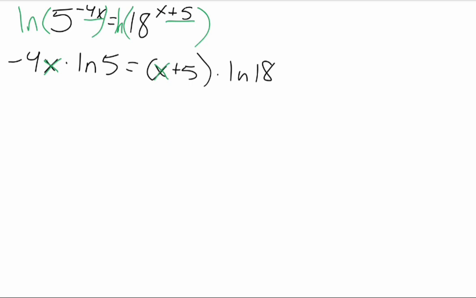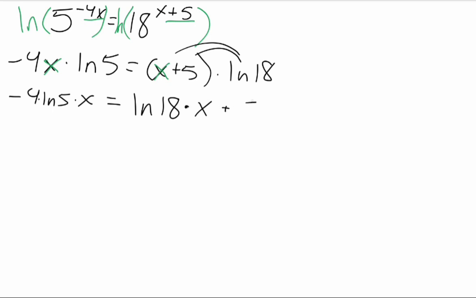So you can point out to yourself maybe where your x's are, just to kind of keep the pieces straight here. All right, so this one is a term with an x in it, right? So negative 4 times the natural log of 5 times x. This whole thing is like a front coefficient. So it's same as if it was negative 4x, it just looks messier, right? And then this one, I want to distribute natural log of 18 into it. So natural log of 18 times x plus 5 times the natural log of 18.